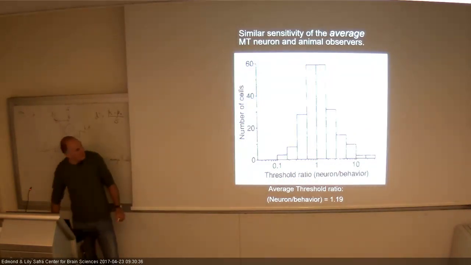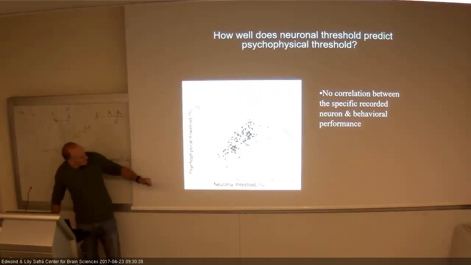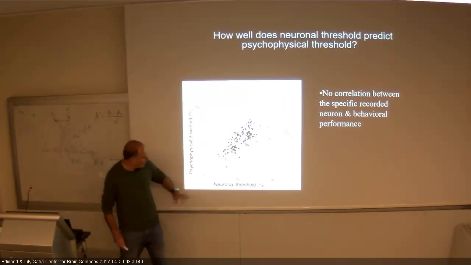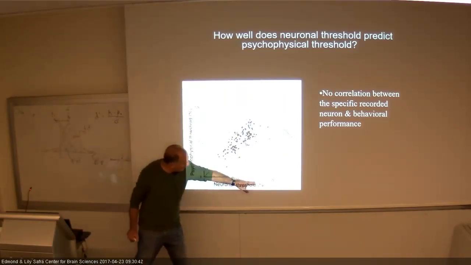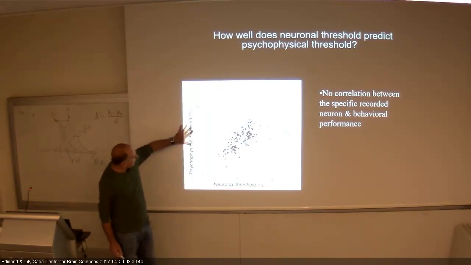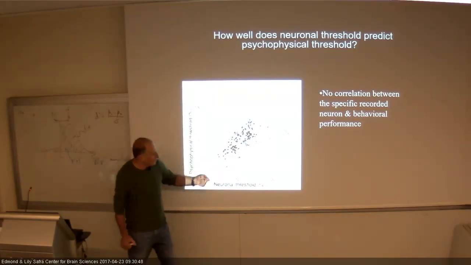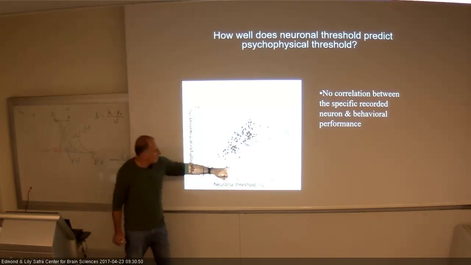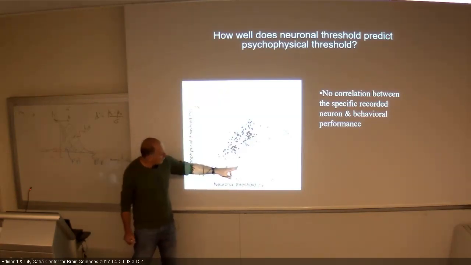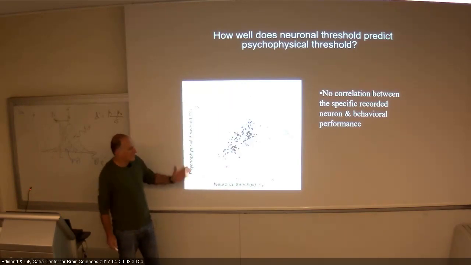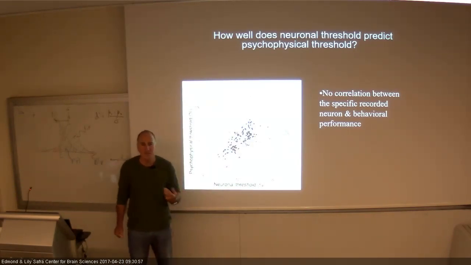So how can you understand this? I'll jump to this. Maybe I'll mention this, just to show that the neuronal threshold and the psychophysical threshold are different measurements. Each point here is one neuron studied in one day, right? So the neuronal threshold and psychophysical threshold are generally uncorrelated. That's very important. Why?